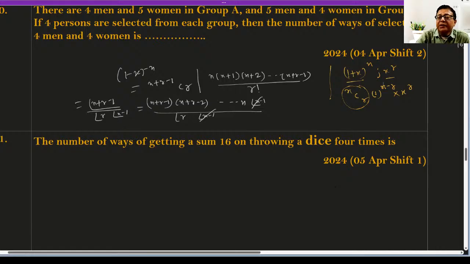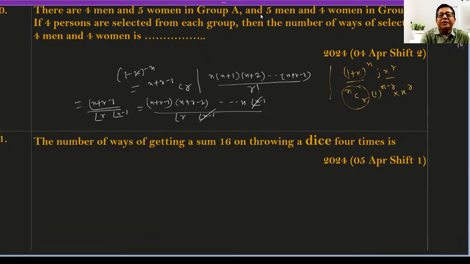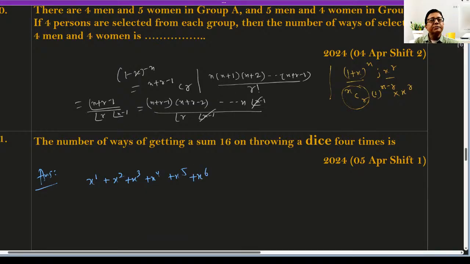Now go through this sum. Various ways are there, but the way I told you will be easier for you, that is by using the binomial theorem. How to? In a dice, that variable we are taking x, and those indices are the faces of the dice. So either you can get 1 or 2 or 3, 4, 5 or 6. This is the case for one dice.